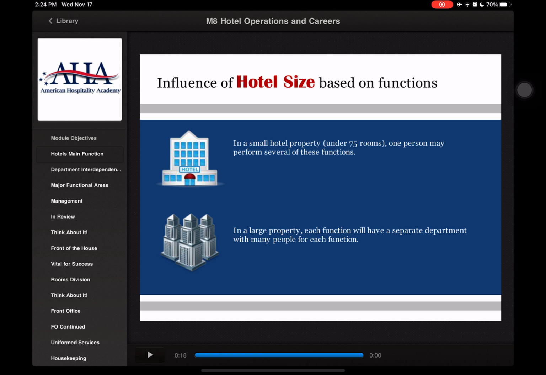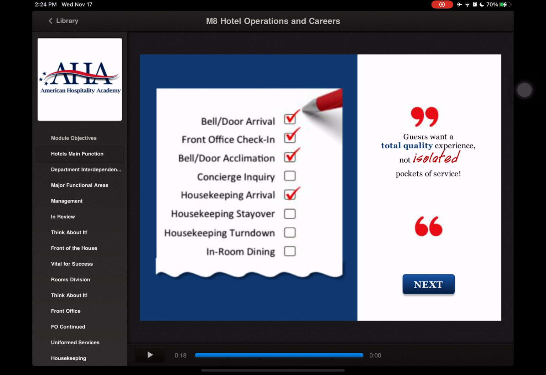In a small hotel property under 75 rooms, one person may perform several of these functions. In a large property, each function will have a separate department with many people for each function. A common saying in the hospitality industry is, guests want a total quality experience, not isolated pockets of service.